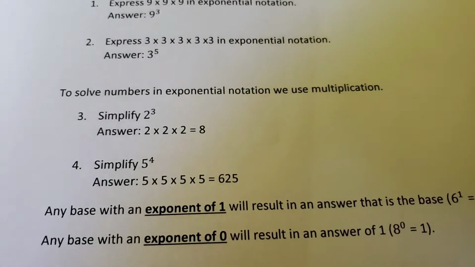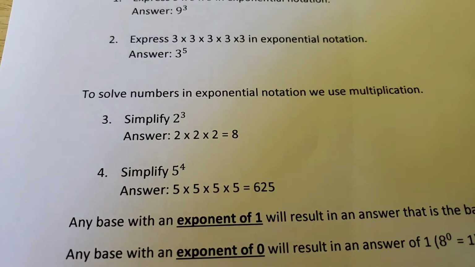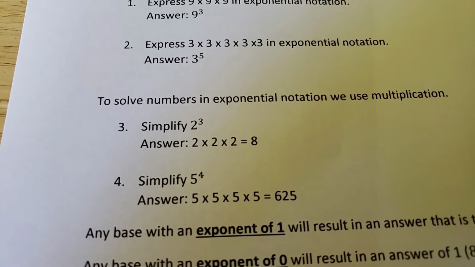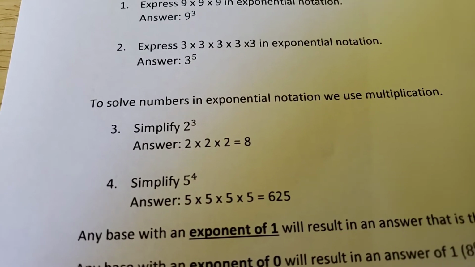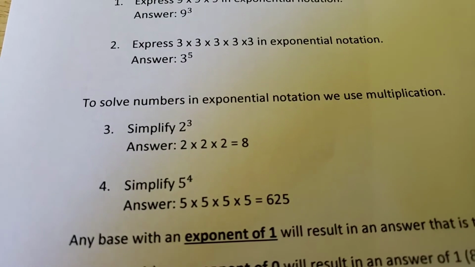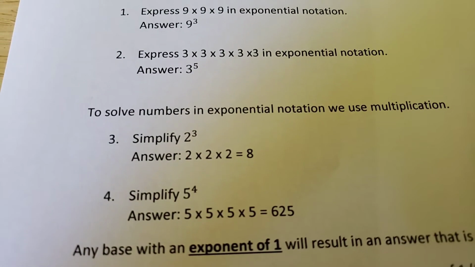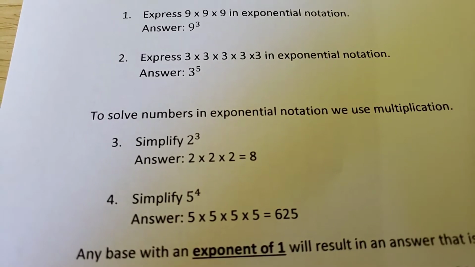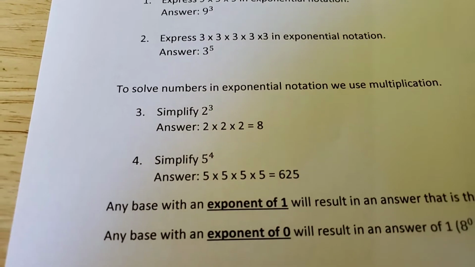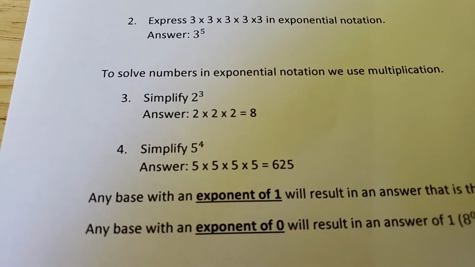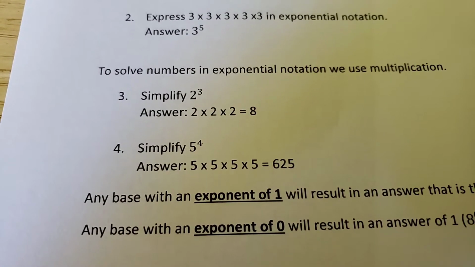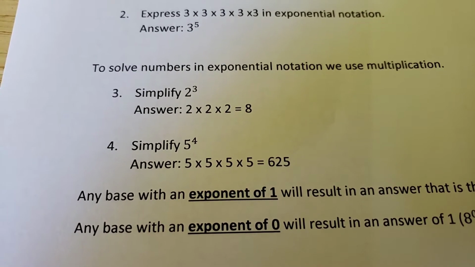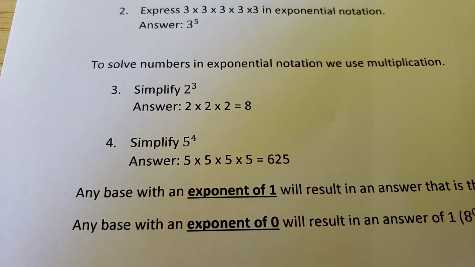To solve numbers that are in exponential notation, we use multiplication. So for number 3, you can see 2 to the third power, what we might call 2 cubed. You take 2 times 2 times 2, stretch it all the way out back into the exponential notation, and multiply, and we get the 8 for an answer. Number 4, simplify 5 to the fourth power. That means 5's our number. We need 4 of them. 1, 2, 3, 4 of the 5's you can see there. And 5 times 5 times 5 times 5 gives us 625.